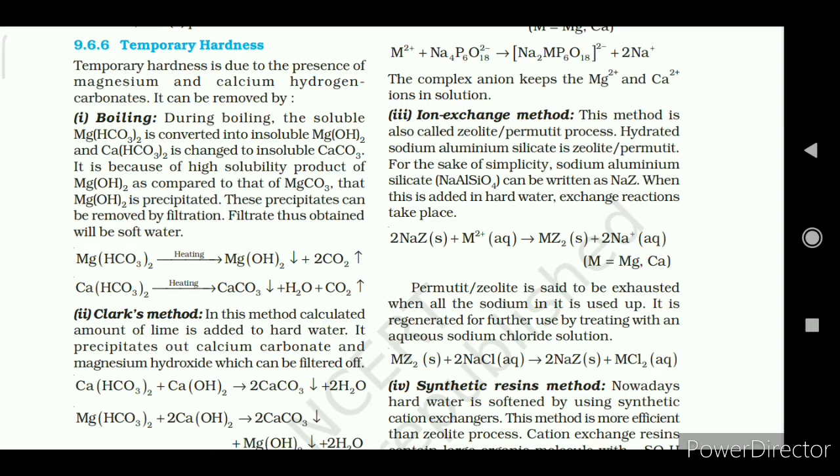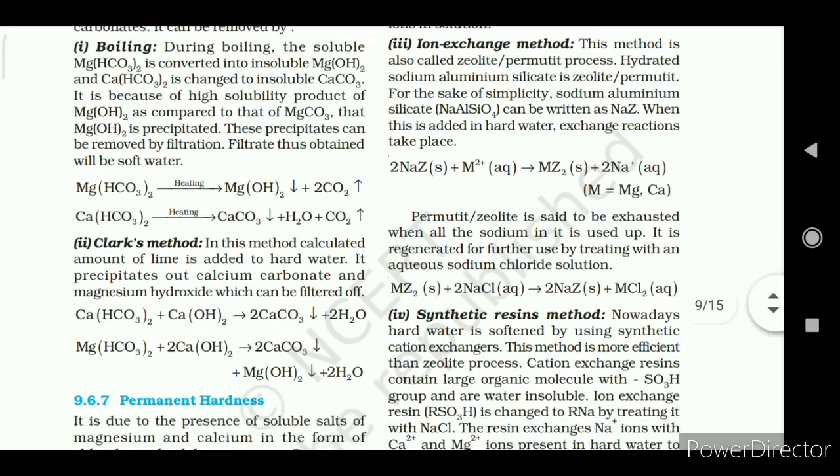9.6.7 Permanent hardness. It is due to the presence of soluble salts of magnesium and calcium in the form of chlorides and sulfates in water. Permanent hardness is not removed by boiling. It can be removed by the following methods. Number 1. Treatment with washing soda, that is sodium carbonate. Washing soda reacts with soluble calcium and magnesium chlorides and sulfates in hard water to form insoluble carbonates.